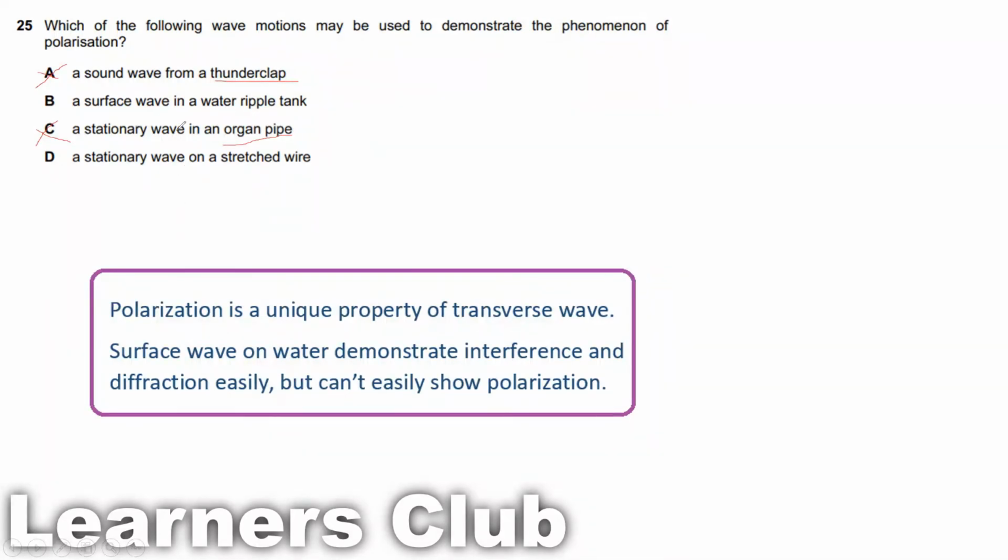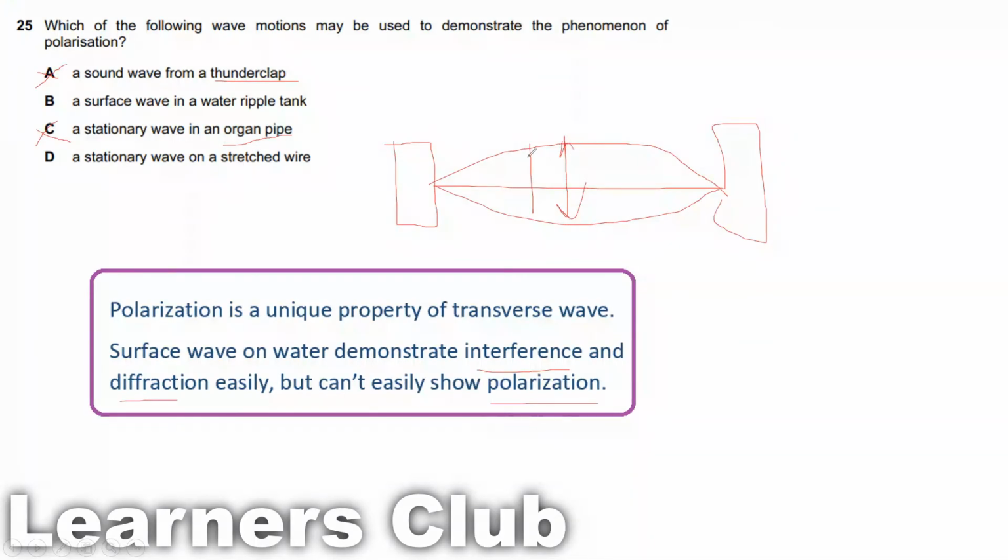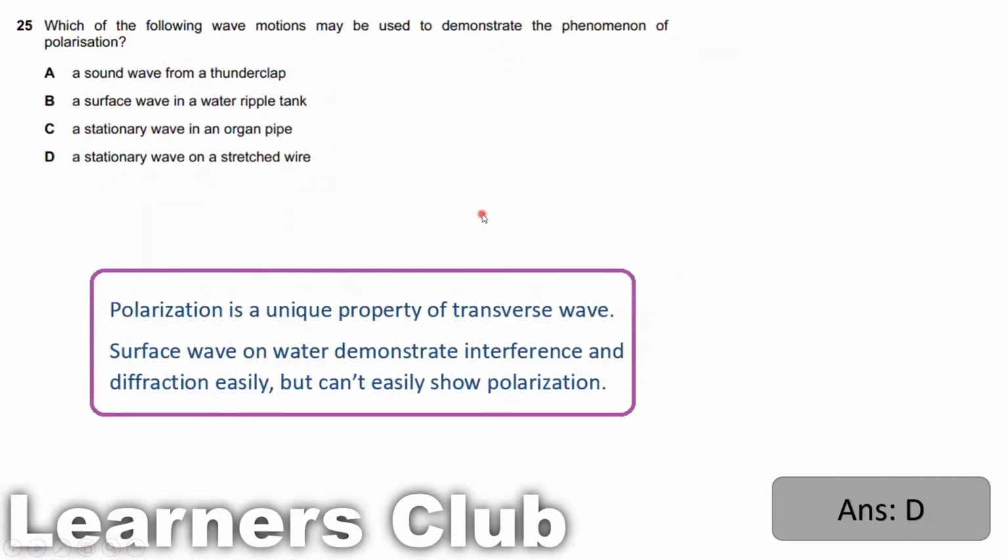A surface wave in a water ripple tank is easier for demonstrating interference and diffraction, but it is not that easy to show polarization. But when you have a stretched string, it will vibrate to and fro, so it forms a transverse wave. As a result, it can be polarized. You can show the polarization properly. So therefore, your option is D.